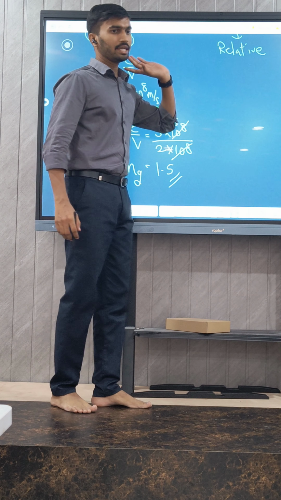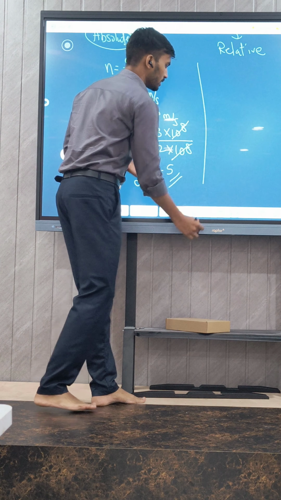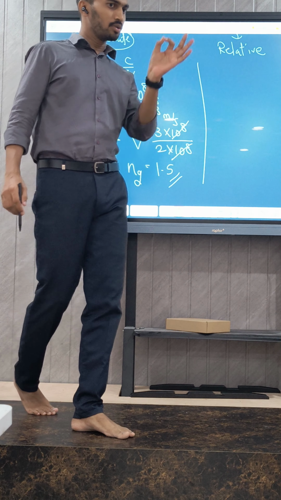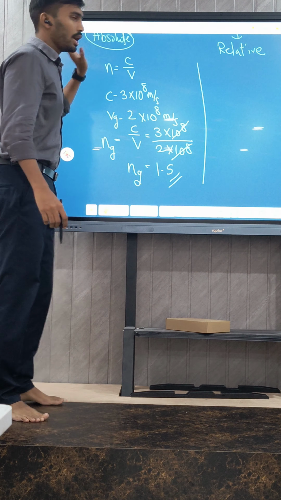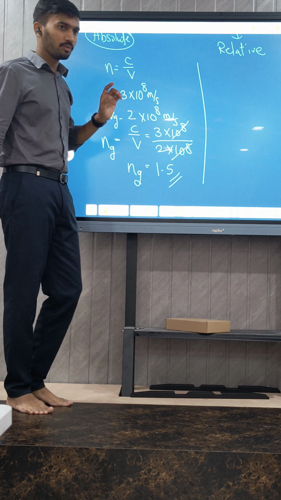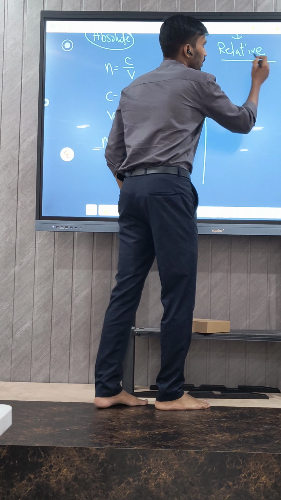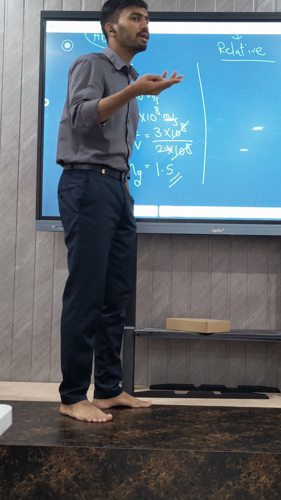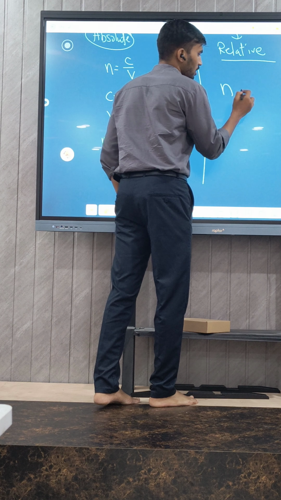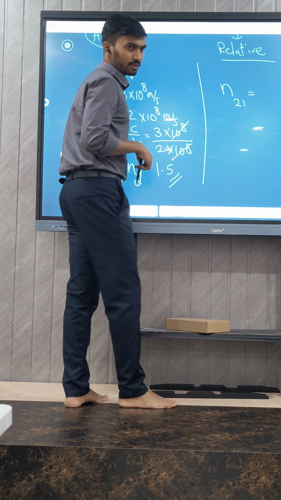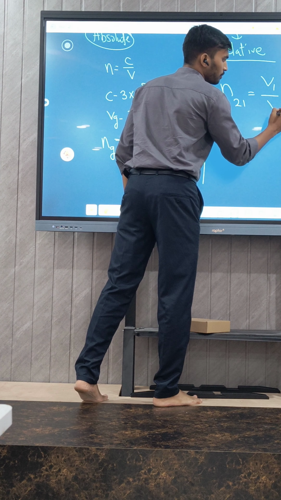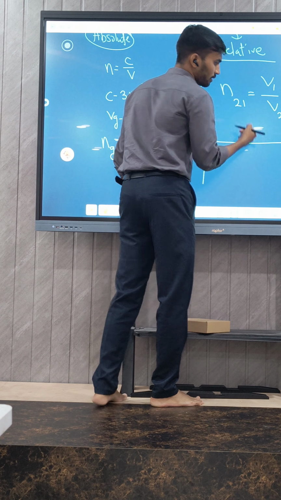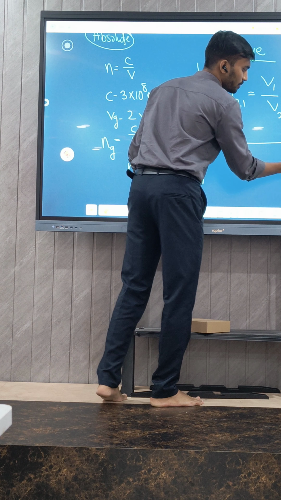So here we have the relative refractive index. What is it? It is not like the absolute refractive index. In absolute, we compare the velocity of light in one medium with the velocity of light in air or vacuum. But here we compare the velocity of light in one medium with the velocity of light in another medium. It doesn't need to be air; it can be any two mediums. The equation will be v1 by v2, where v1 is the velocity of light in the first medium and v2 is the velocity of light in the second medium.